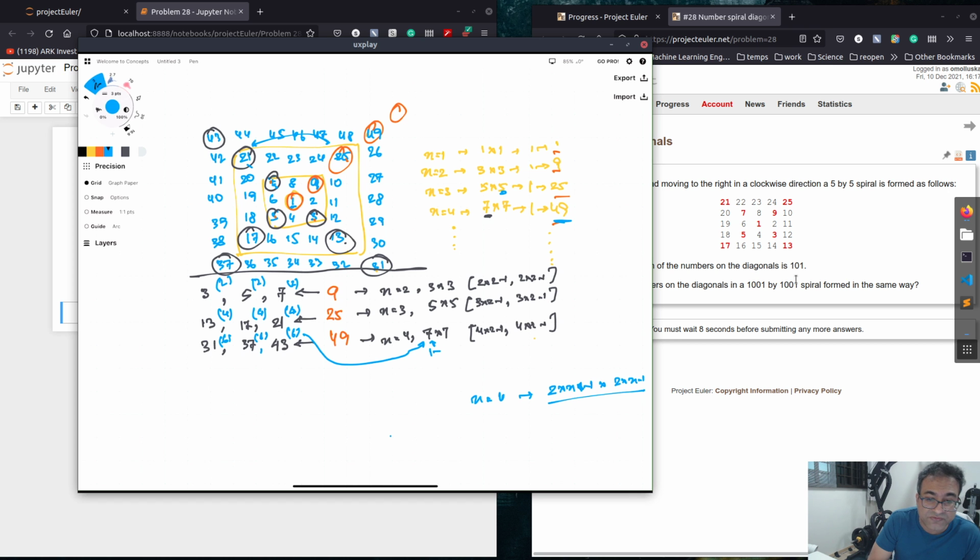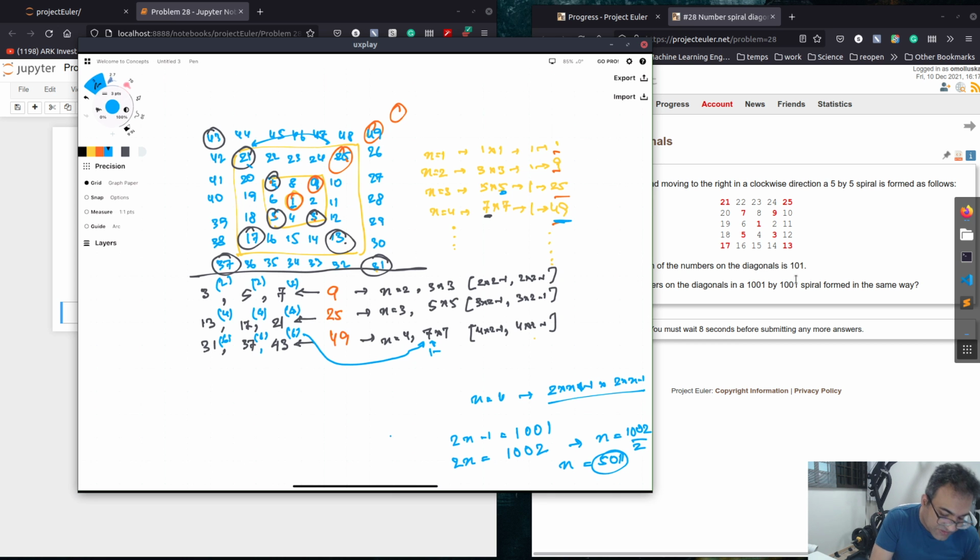So we need to figure out for 2n minus 1 equals 1001, what is n? So that would make it 2n equals 1002, and that would make n equals 1002 by 2, that is 501. We need to have n go all the way till 501.